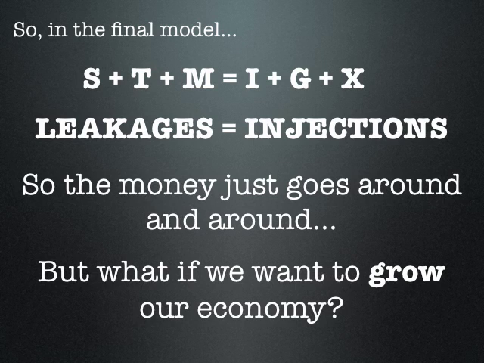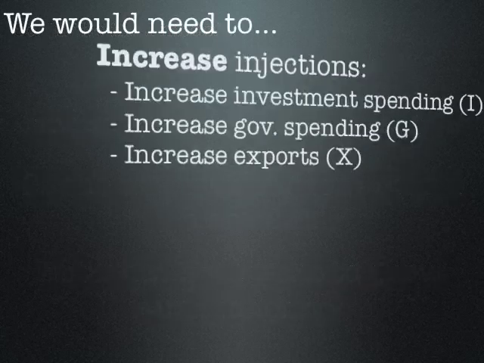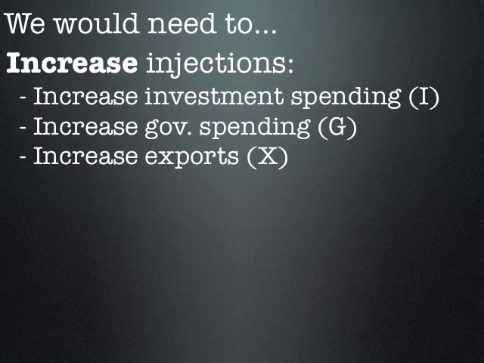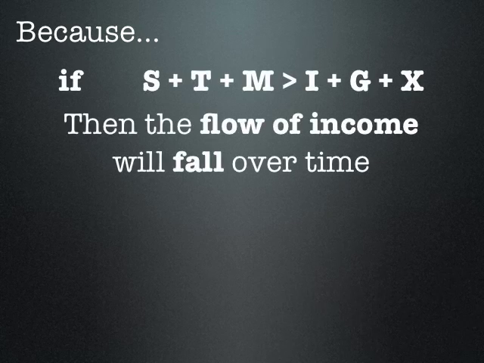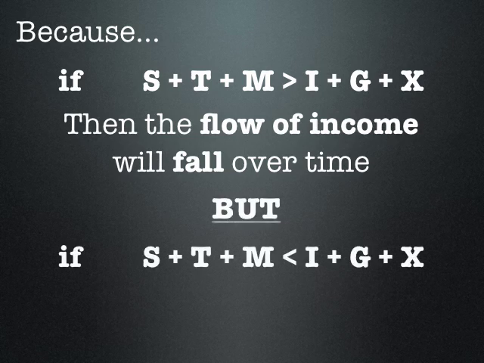But what if we want to grow our economy? What if we don't want the leakages to equal injections, the money just to go round and round? What if we want more money? We'd have to increase the injections. We'd have to increase investment spending, we have to increase government spending, or we have to increase the amount of exports we sell overseas. Or we can decrease things like savings, reduce taxation, or buy less imports. Because if the amount of leakages is more than the amount of injections, we're going to lose money. The circle's going to get smaller. But if the opposite is true, then the flow of income is going to rise. Yeah, and that's really what we want.